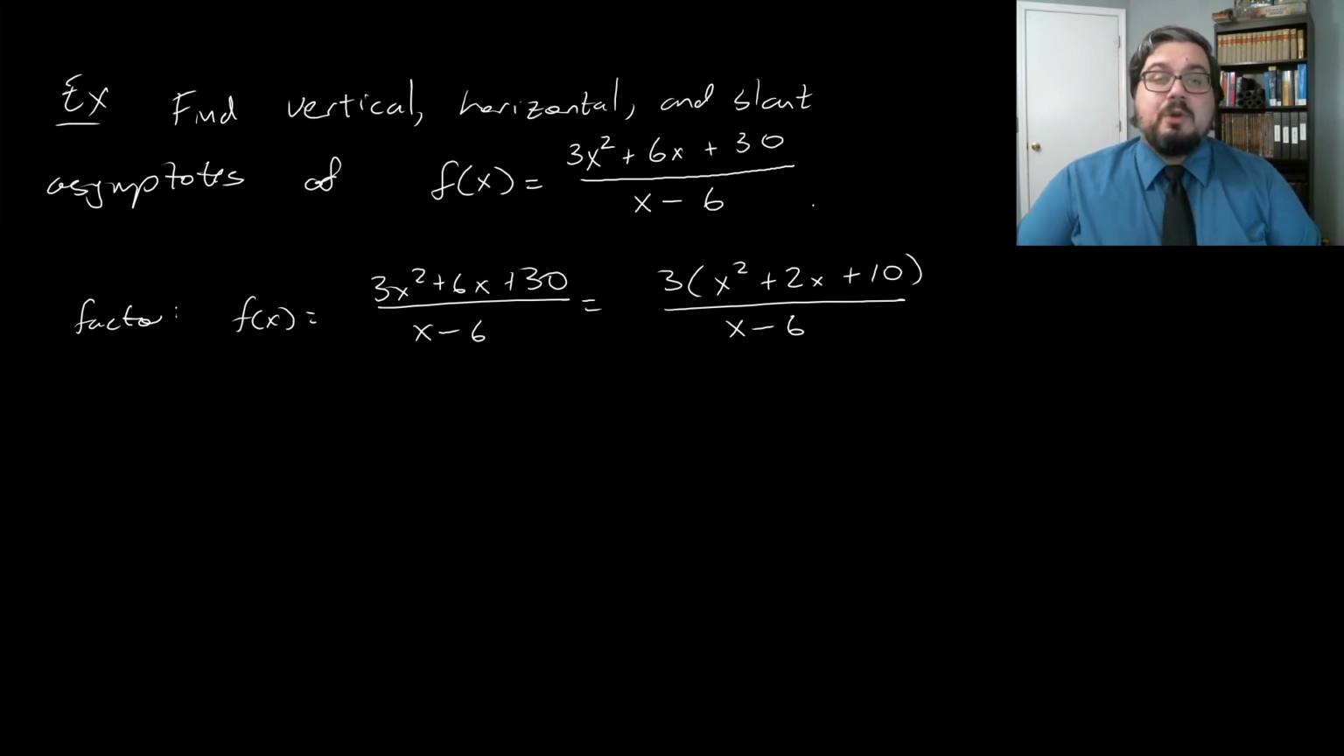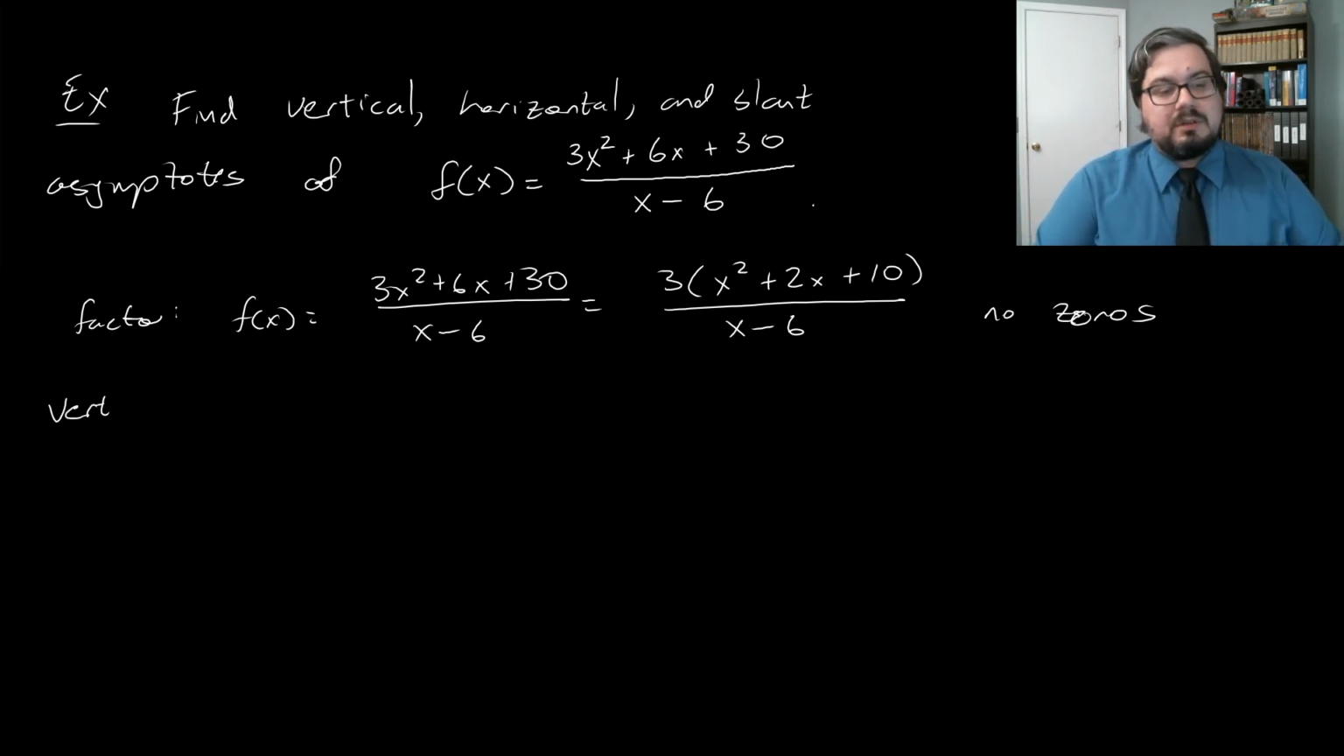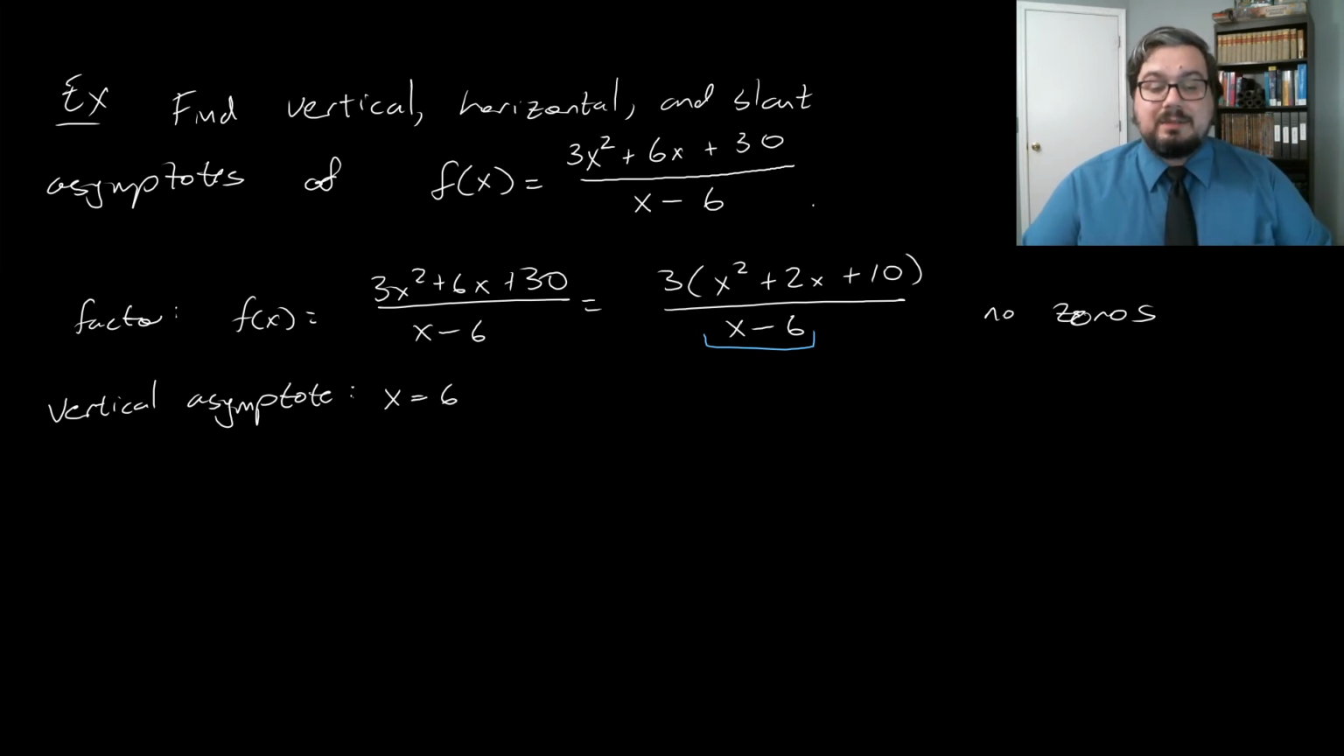In fact, if you use the quadratic formula to figure out where the zeros are, you'll find that this actually has no zeros. So in particular, there's no cancellation to be done between the numerator and denominator. So let's see, vertical asymptotes, in this case, is pretty easy. We've only got the one term in the denominator, which will generate a vertical asymptote for us, and that vertical asymptote will be at x equals 6.